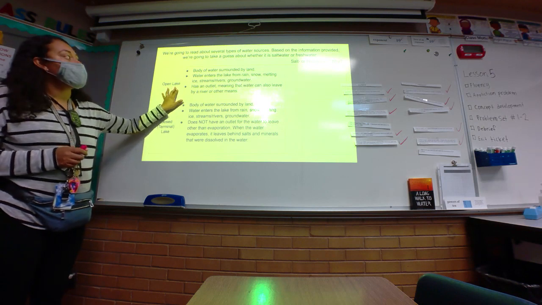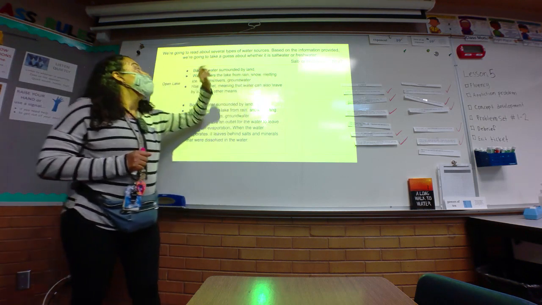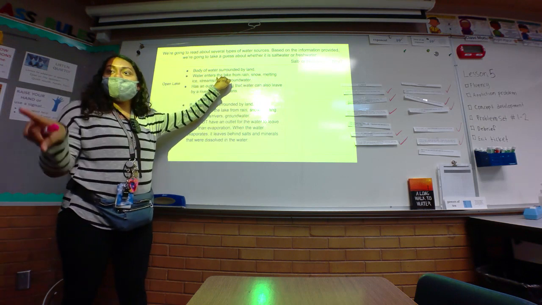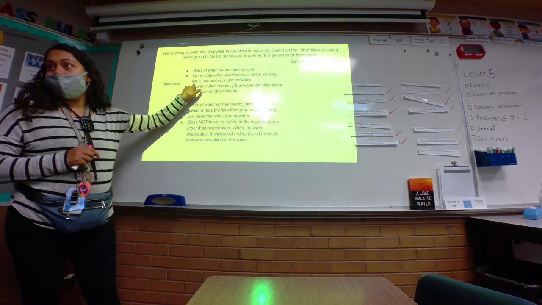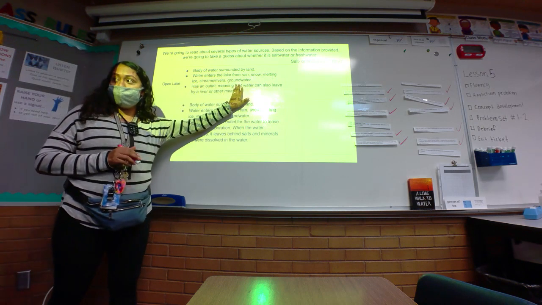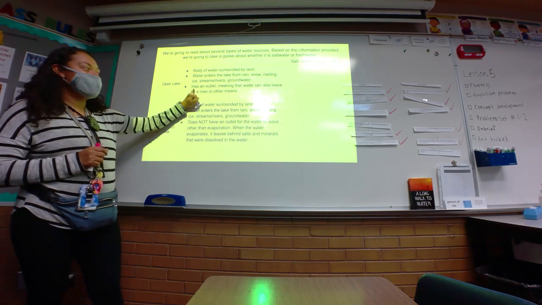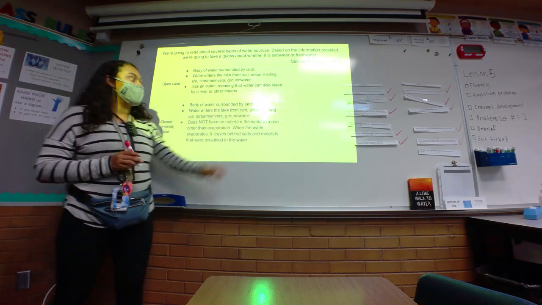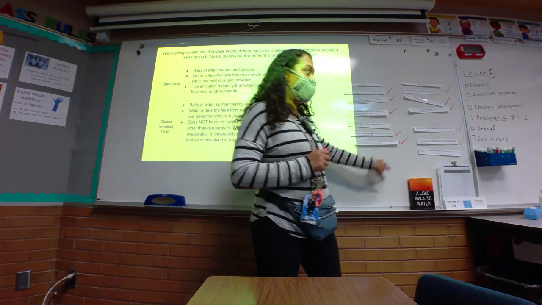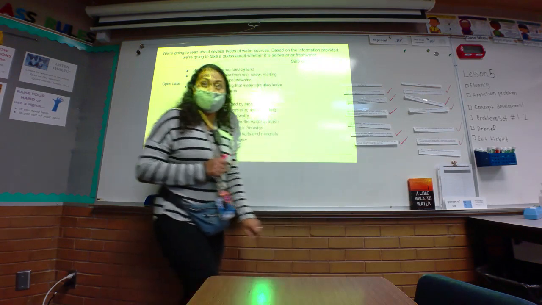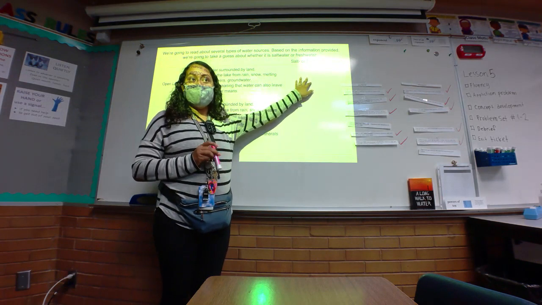Okay, so we're on open lake, right? So we know an open lake is a body of water surrounded by land. Eyes on your screen or eyes on my screen, please. Water enters the lake from rain, snow, melting ice, streams / rivers, and groundwater. We know that open lakes has an outlet, meaning that water can also leave by a river or other means. Okay, so based on what we know from our table for saltwater characteristics and freshwater characteristics, does an open lake have saltwater or freshwater? Think about it.